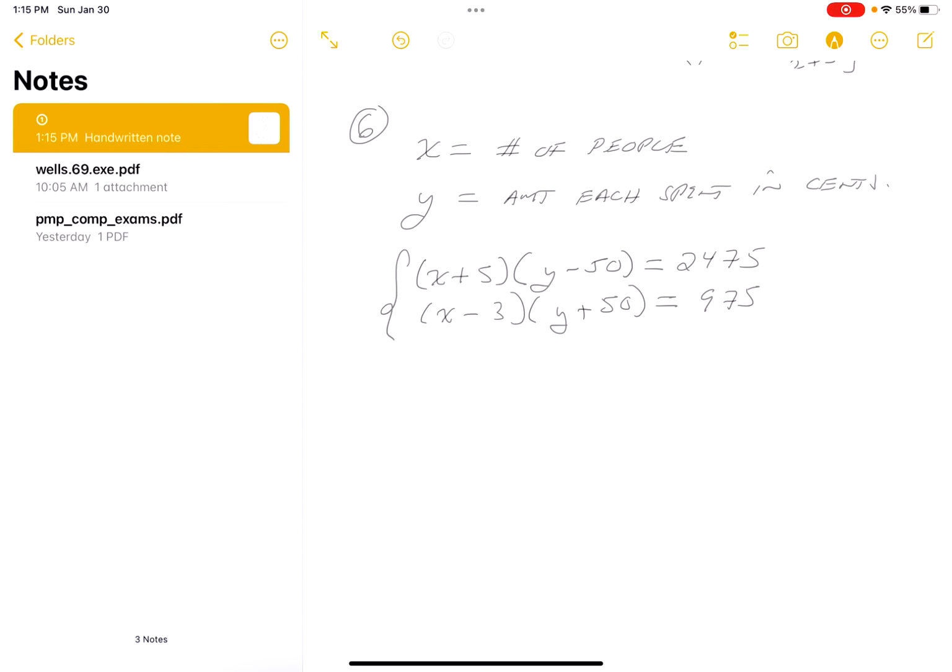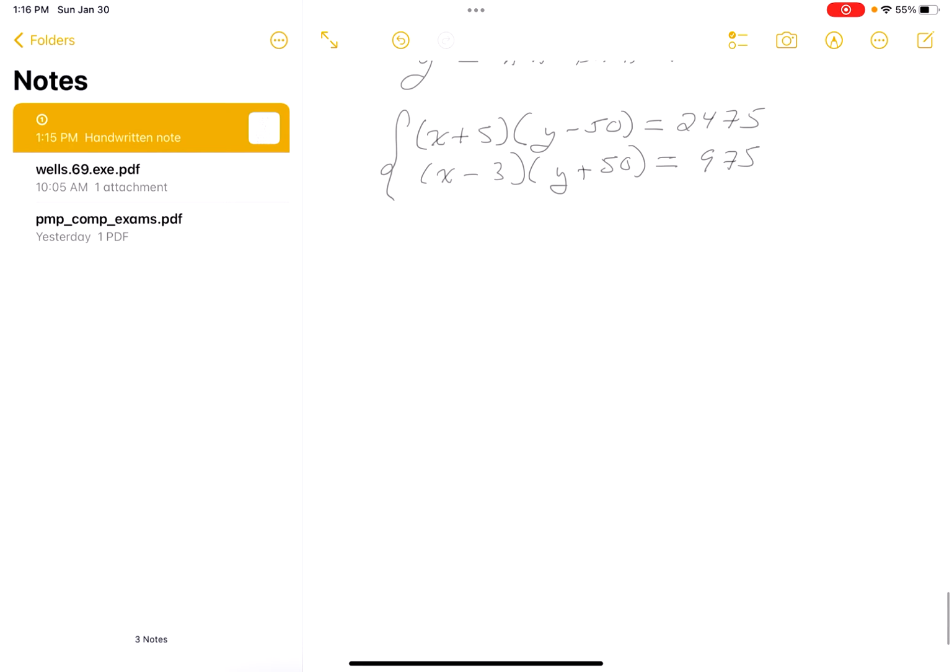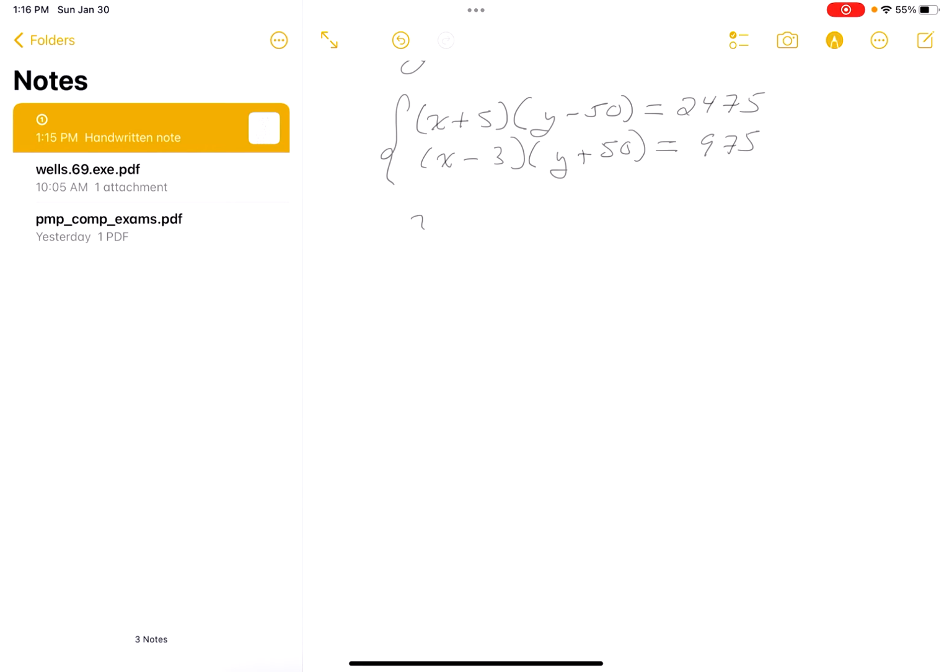All right, here comes my trouble. And I don't like doing arithmetic, but I don't have much choice over here. I've got to simplify this, all right? And therein lies a problem for me. All right, I'll write this down for you. What do you get? xy minus 50x, I'm just taking the first equation and expanding it, plus 5y. Let's see, minus, that would be 250, right? And that would be 2475.